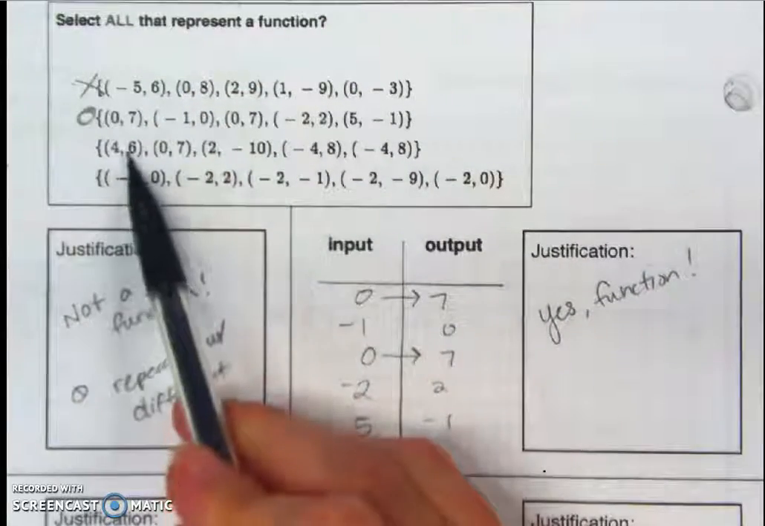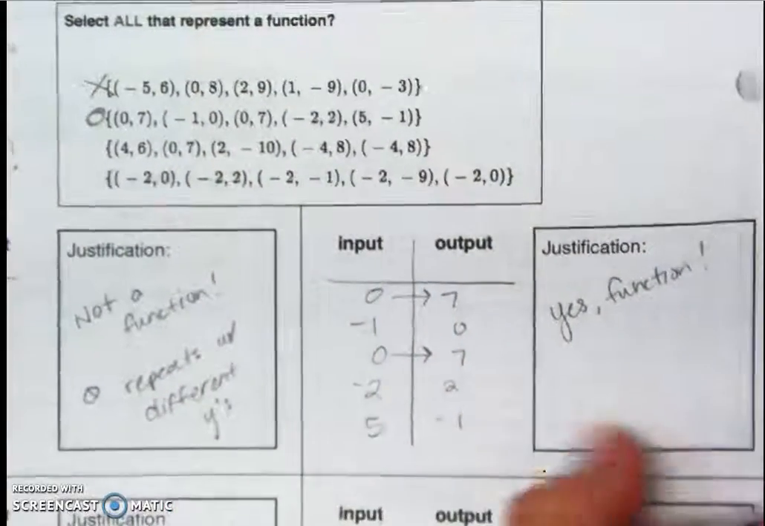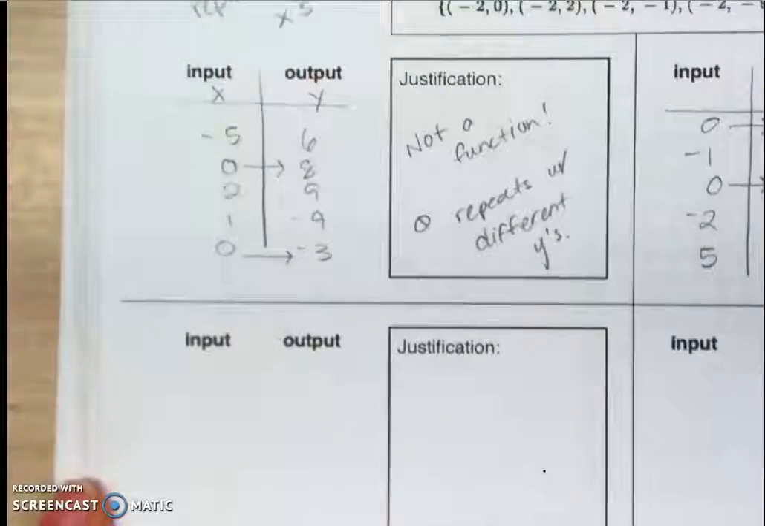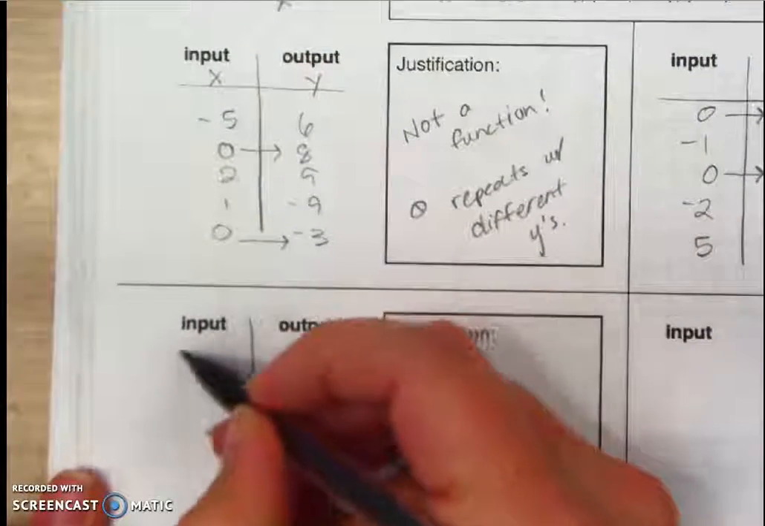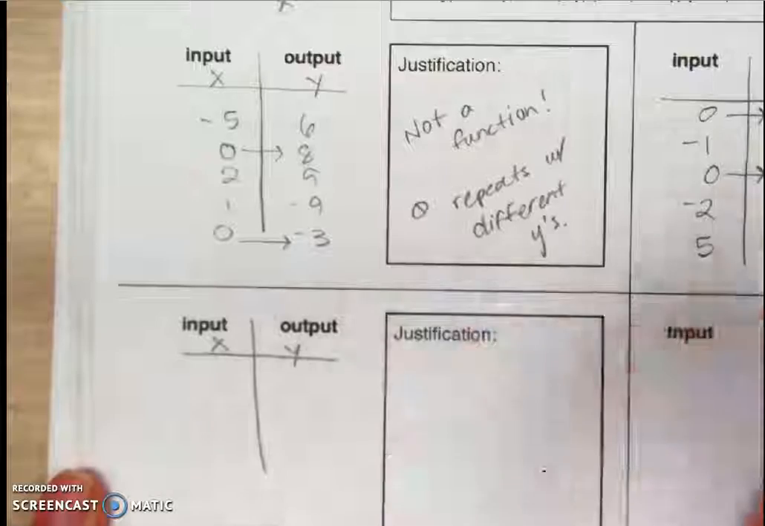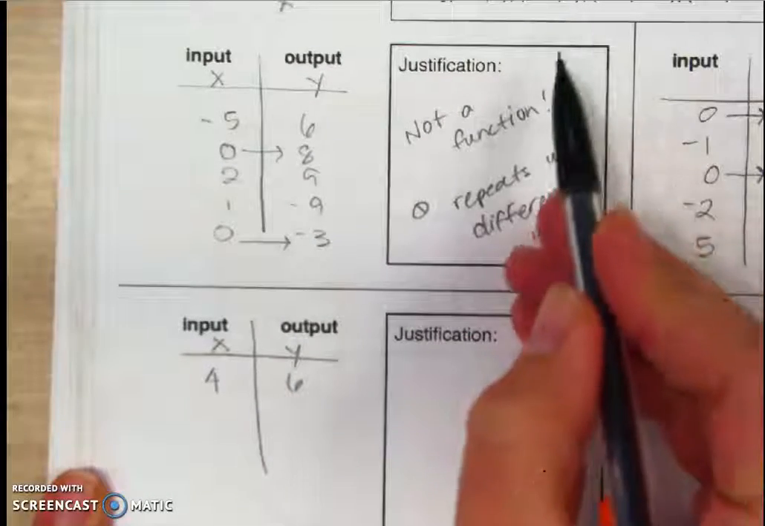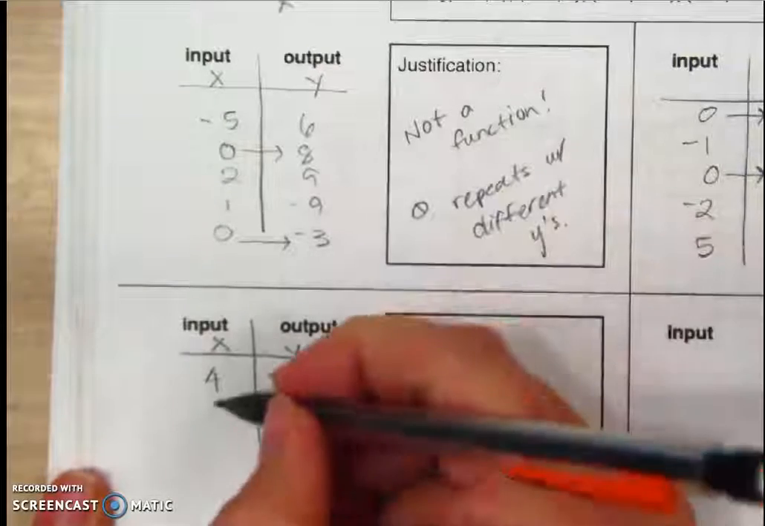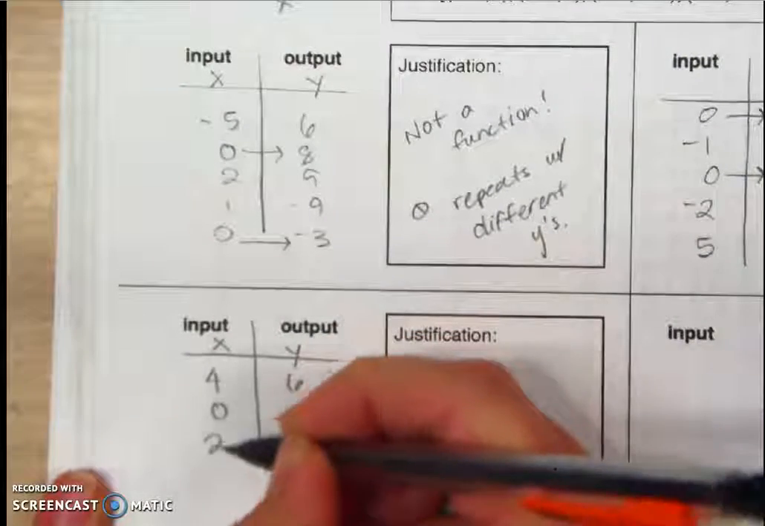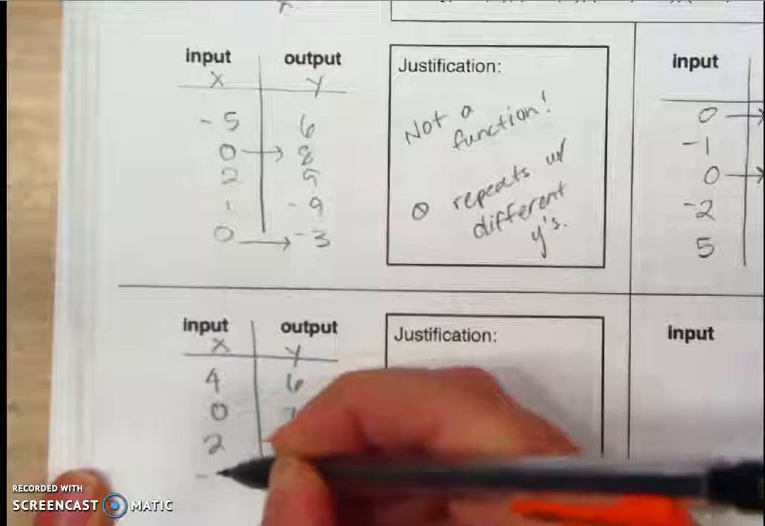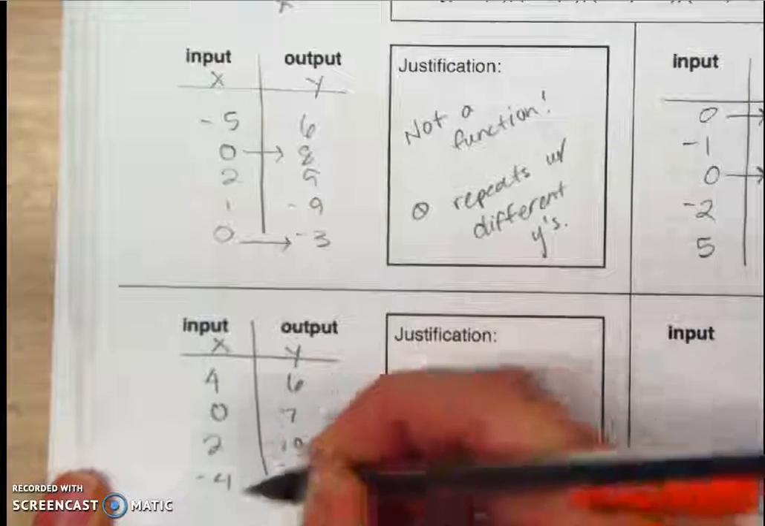All right, on to the next one, 4, 6. So let's write it down here. They gave us these little spaces here for our input-output tables, X and Y. So we have 4, 6. I'm just getting the numbers from the top up there. 4, 6, 0, 7, 2, negative 10, negative 4, 8, and negative 4, 8.